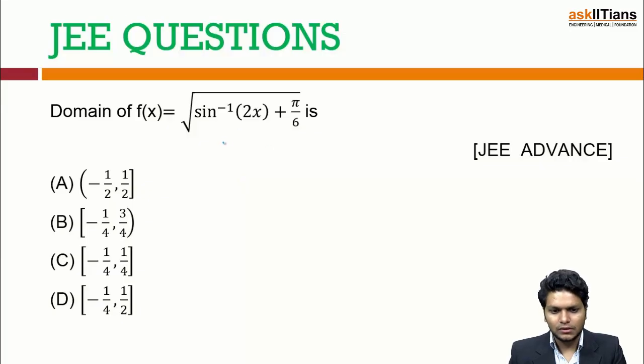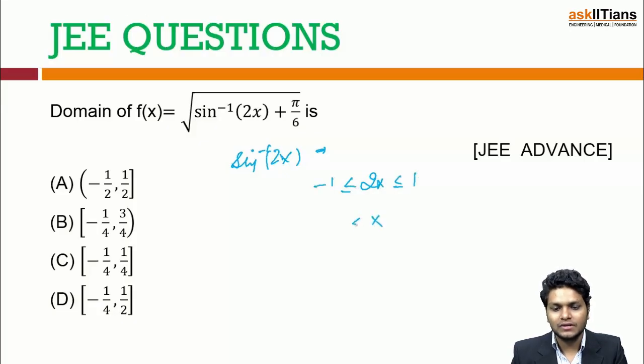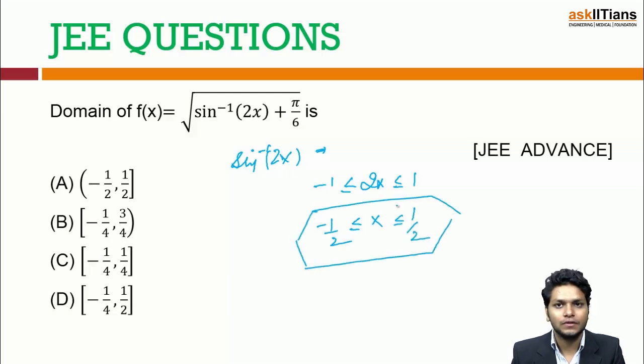So let's start. We have sine inverse of 2x, right? First of all, this has to be defined. So what do I know? If this needs to be defined, 2x must range from minus 1 to 1. So x will range from minus half to plus half. This is the first and ultimate condition I know in this question.